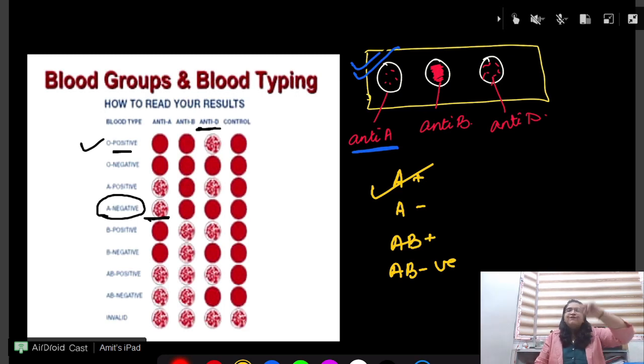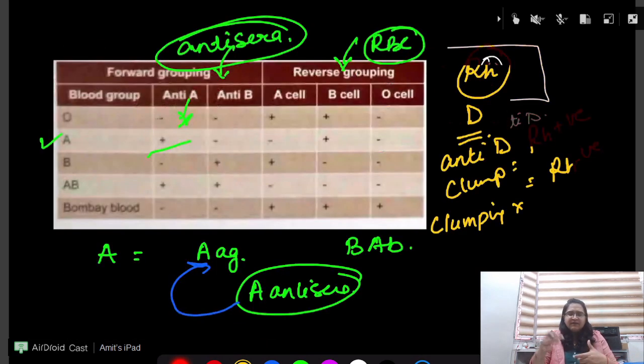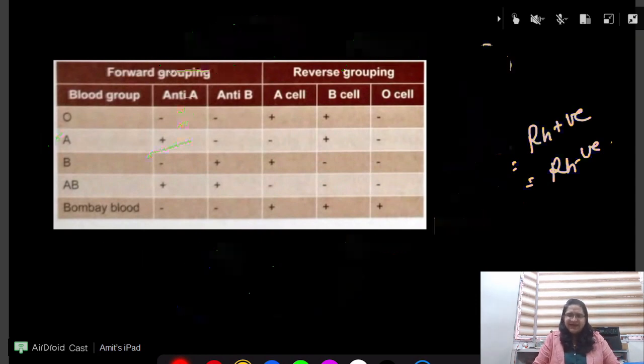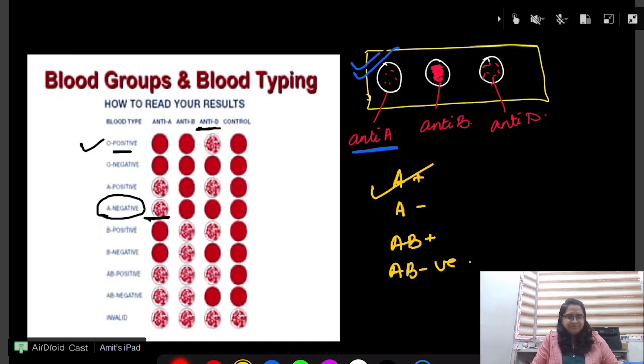Please remember, in forward grouping we are adding anti-sera, whereas in reverse grouping we are adding the opposite. We are adding the RBCs. Okay. Next, so opposite is going to be C. You remember forward grouping, because that is going to be the question asked. If reverse grouping is asked, remember it is always the opposite.